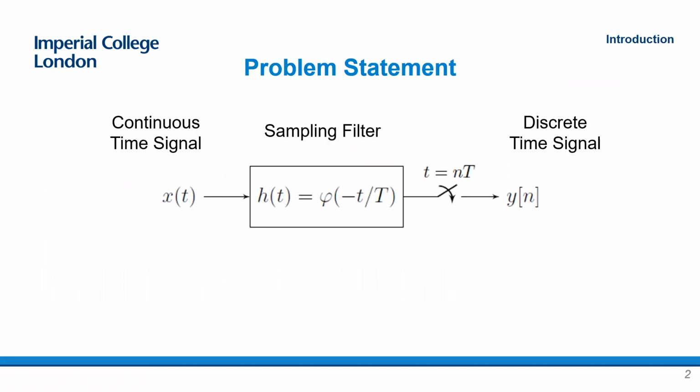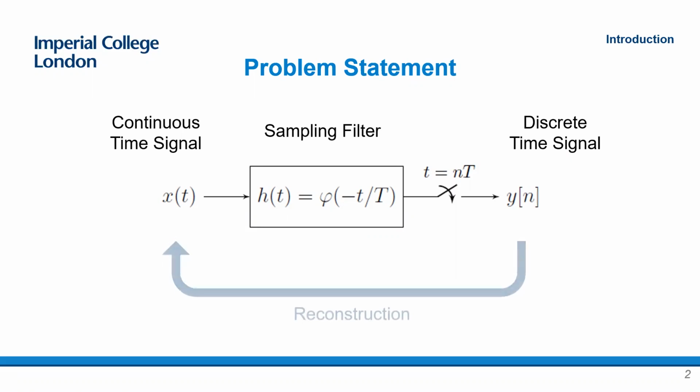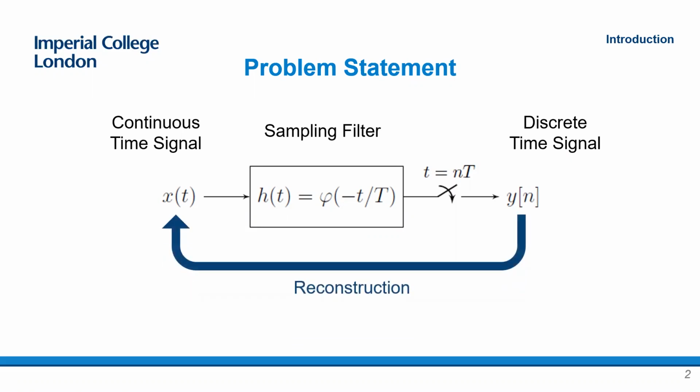We start with introducing a simple acquisition device where we have the input continuous time signal X. To process it, we typically filter the input signal with a sampling filter H before sampling at a uniform interval T. In this paper, we focus on the reconstruction of the continuous time signal from its corresponding samples Y.